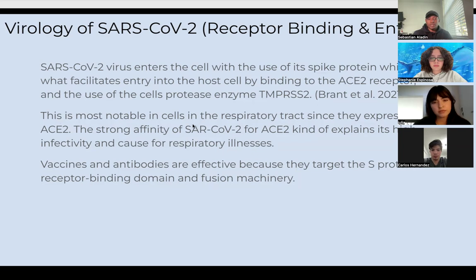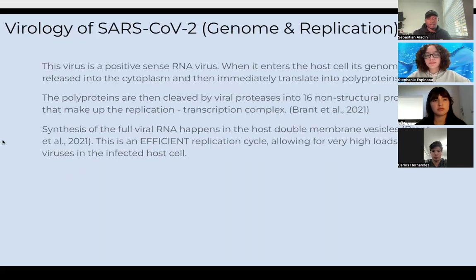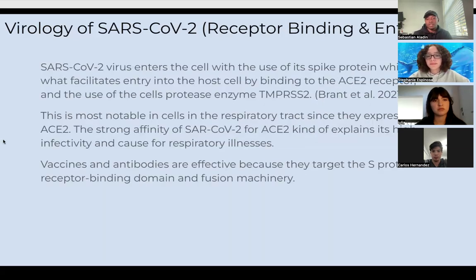This entry is most notable in cells in the respiratory tract, since they express the most ACE2 receptors. The strong affinity of the SARS-CoV-2 virus for its ACE2 receptors explains its high infectivity and its causing respiratory illness, because again, those cells in your respiratory tract have those receptors. Vaccines and antibodies are effective because they target the spike protein receptor binding domain and fusion machinery.